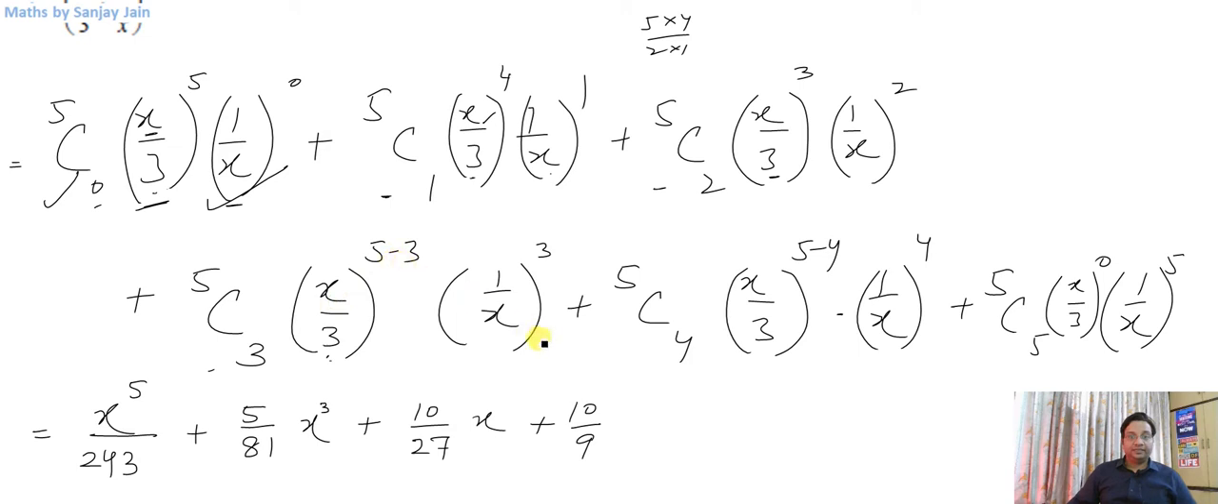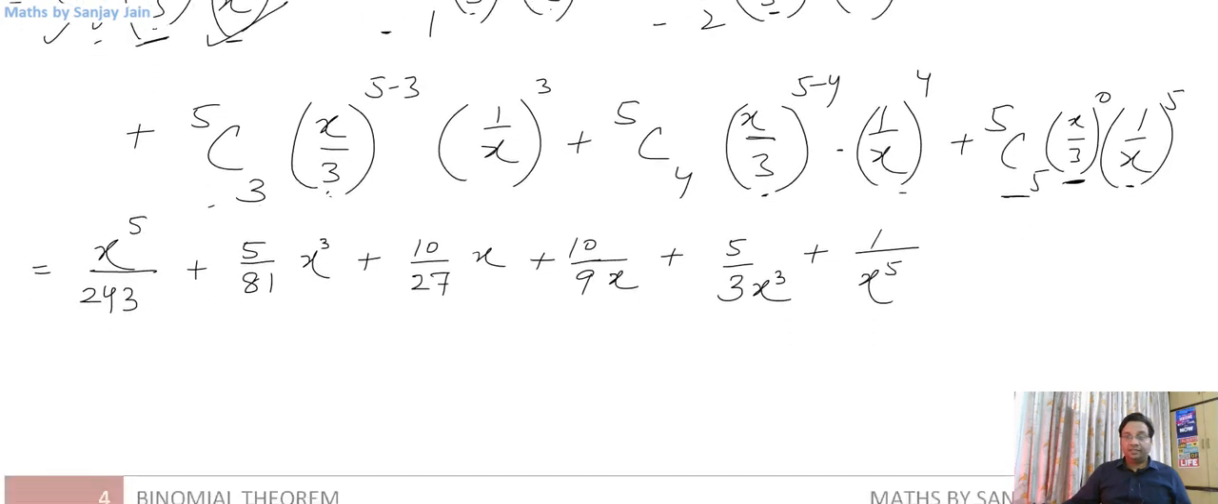x squared divided by x cubed will give me x in the denominator, plus 5c4 is equal to 5c1, that is 5 itself, and this is 3 raised to power 1, so 5 by 3. This is x raised to power 1, this is x raised to power 4, so x cubed in the denominator, plus 5c5 is 1, and x by 3 raised to power 0 is 1, so x raised to power 5 in the denominator. This should be the expansion of this fourth question. Okay, you need to verify the calculation part.